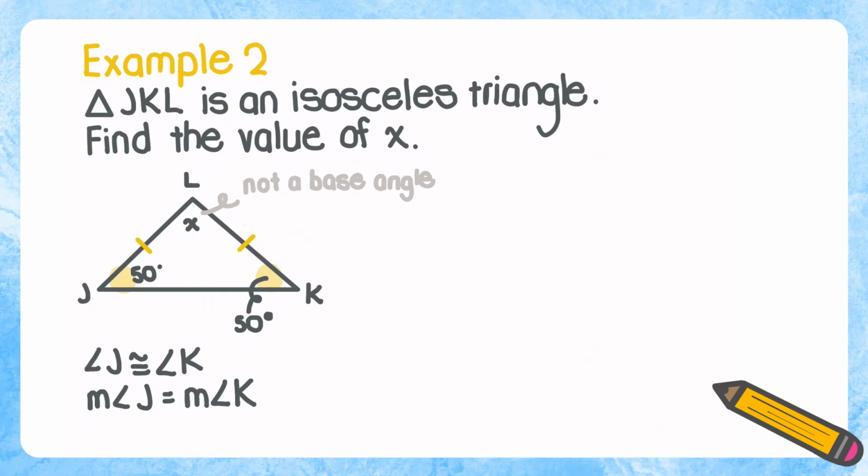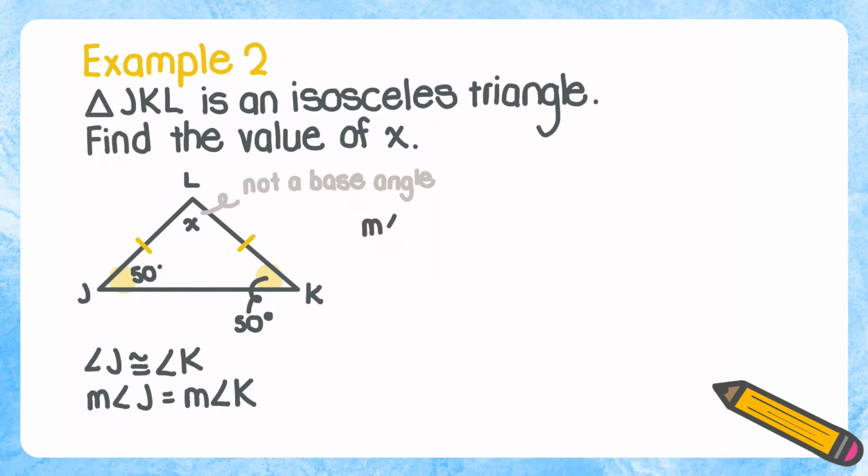A few lessons ago, we talked about the interior angles of a triangle. We know that the sum of interior angles of a triangle is 180 degrees. So if we add all three angles together, we will have 180 degrees. Let's use this idea to solve for x.